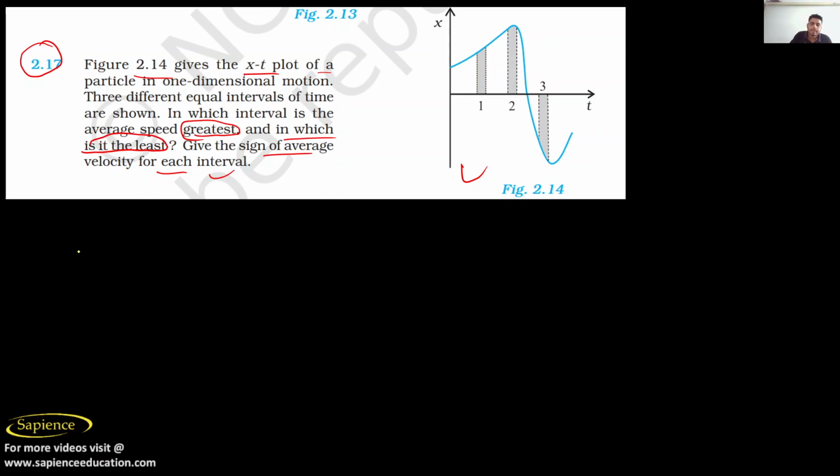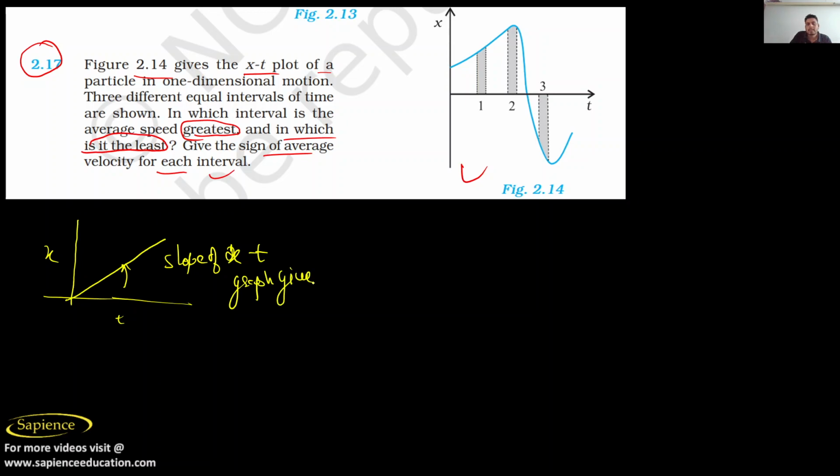If you talk about the x-t graph, this is your x and this is your t. So suppose the graph is like this. If you talk about slope, the slope of the x-t graph gives velocity or speed. Velocity or speed depends upon what you are taking. If you are taking distance x, then it is your speed, and if you are taking displacement, then it is your velocity.